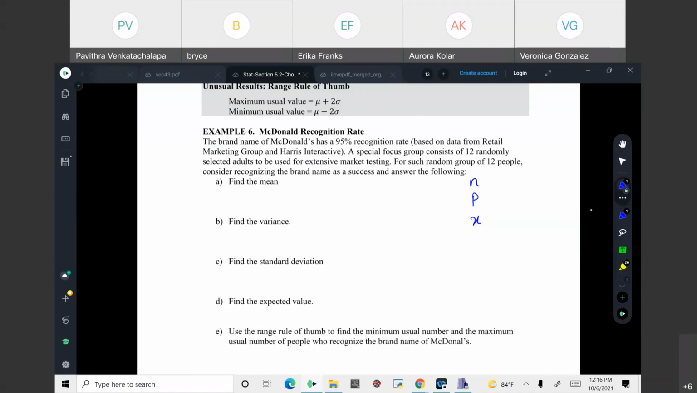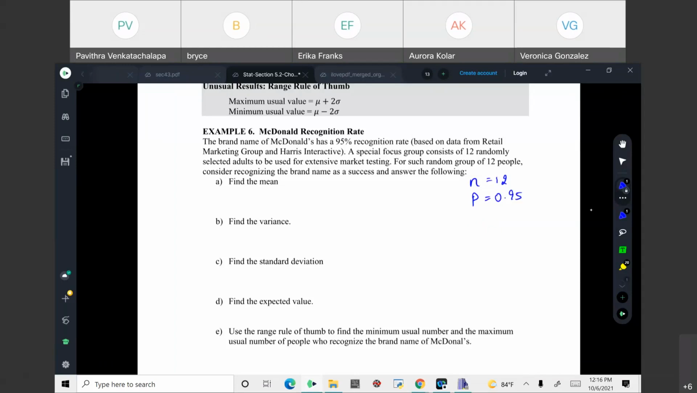What is n, what is p, and what is x? N equal to 12, p equal to 0.95, x equal to... Sorry? No, no, x is not given. Okay, so x is not given.